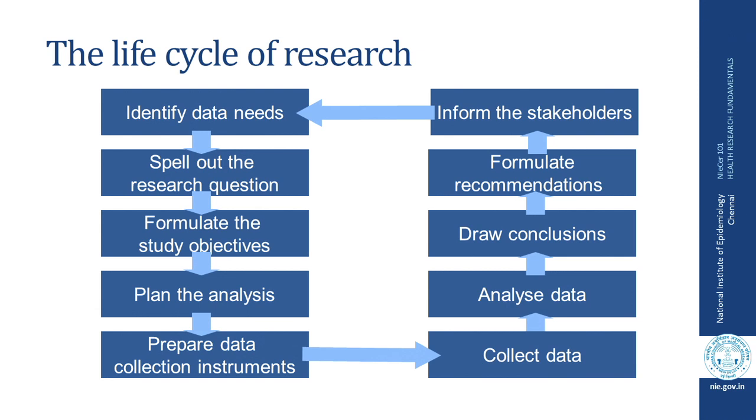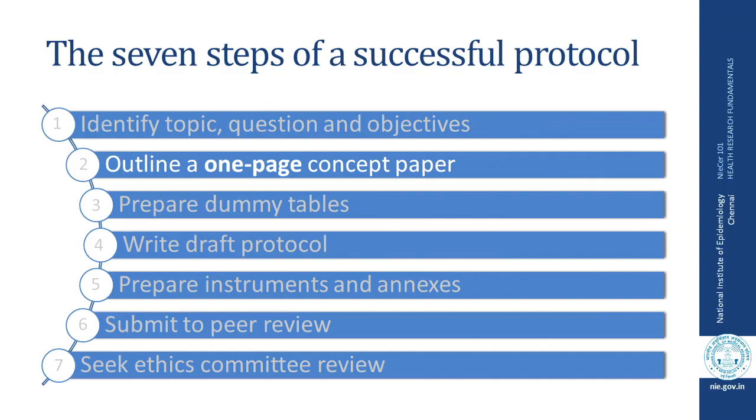Let us look at the life cycle of research and how these steps are important in relation to the life cycle of research. You will see that we start with identifying data needs and we end with requiring more information that necessitates further research. So, therefore, the concept paper has to capture all of these elements in a miniature form of a protocol. We are today in the second step. How do we outline a one-page concept paper?